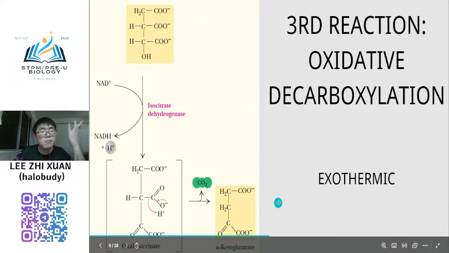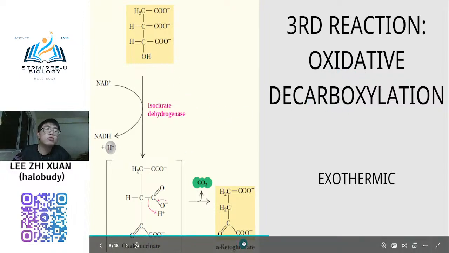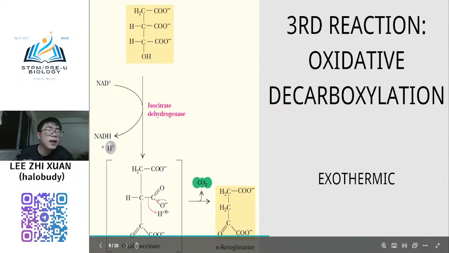But in the exam, you can choose whether to write it or not. If you don't want to write it, you just directly say isocitrate undergoes oxidative decarboxylation to form alpha-ketoglutarate, and then one carbon dioxide is released, and NAD plus is reduced to form NADH. So just like that, you need to take note. Okay, if you want to explain, it is up to you.